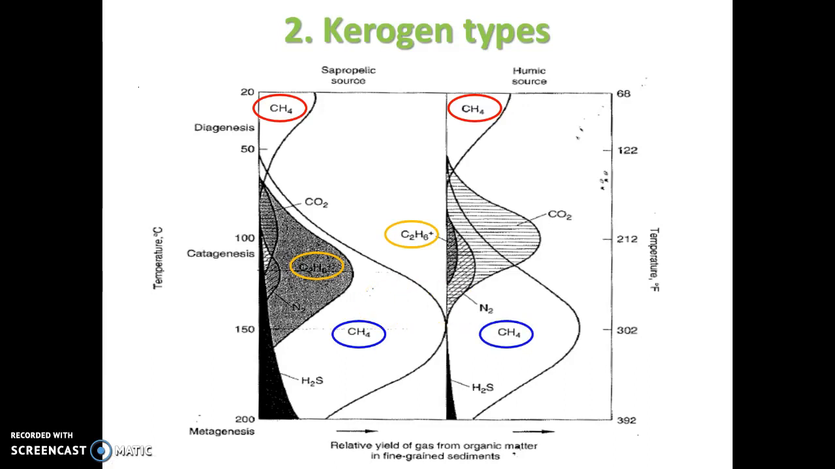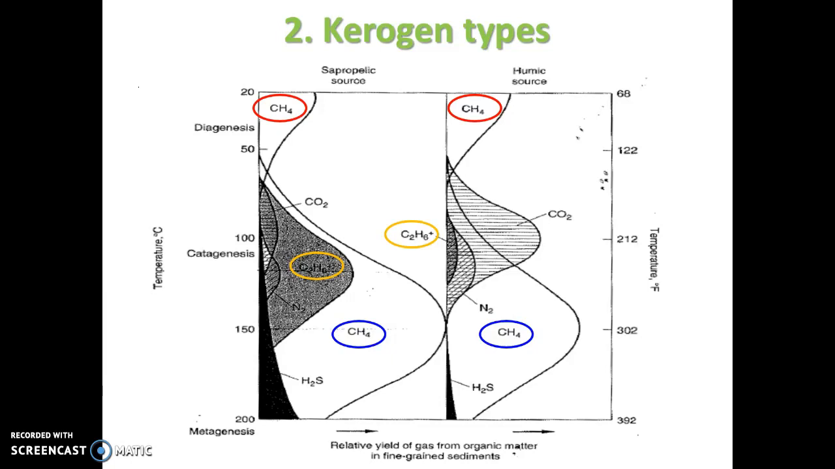You can see from this diagram that both methane and wet gas from kerogen type 1 and 2, which is from sapropelic source, actually produce more volume than the humic source, type 3. Why? It's simple, because type 1 and type 2 generate gas during and after the generation of oil in a greater amount than type 3 and type 4.